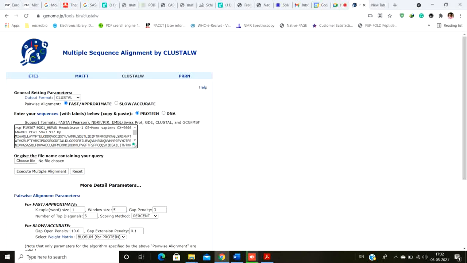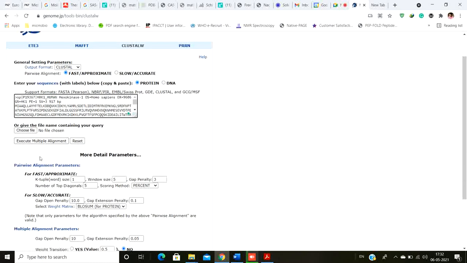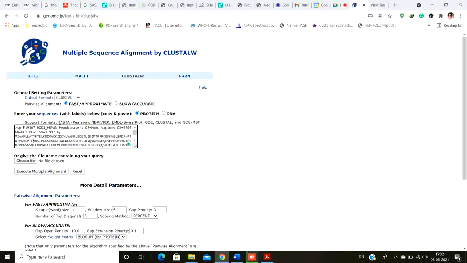Okay. Now generally, after you have done this, you only have to click on this execute multiple alignment, and that's all it's going to need. But first there are many other things that you will see. So first you have the output format. You can change this output format.